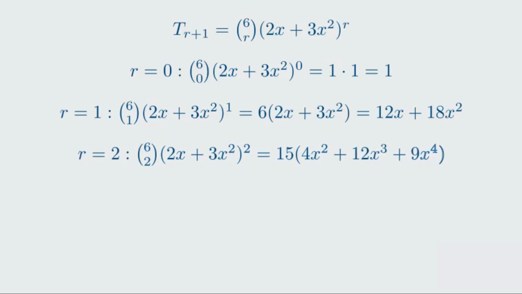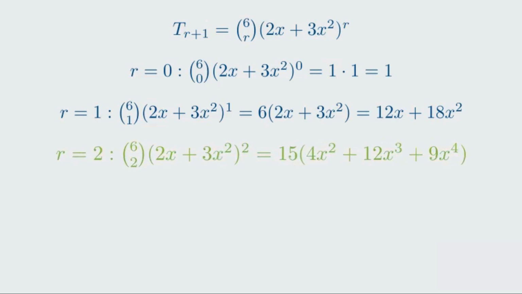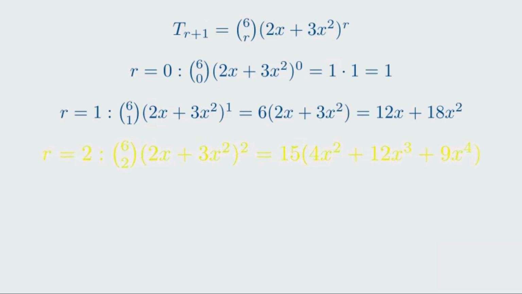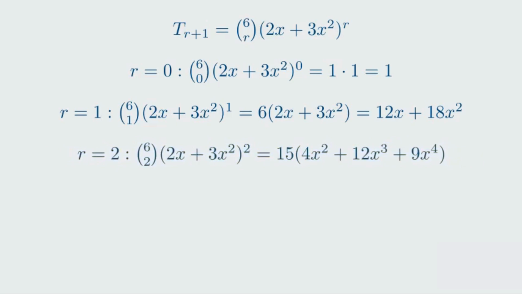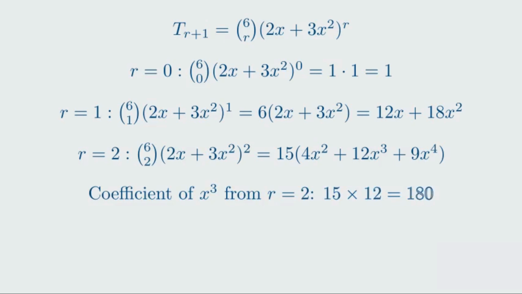Look at the middle term. It's 12x cubed. This is what we're looking for. So when r equals 2, we get a coefficient of 6 choose 2, which is 15, multiplied by 12 from the inner expansion. The coefficient of x cubed for r equals 2 is 15 times 12, which is 180. We found one part of our answer. We found a contribution to the x cubed term when r equals 2.